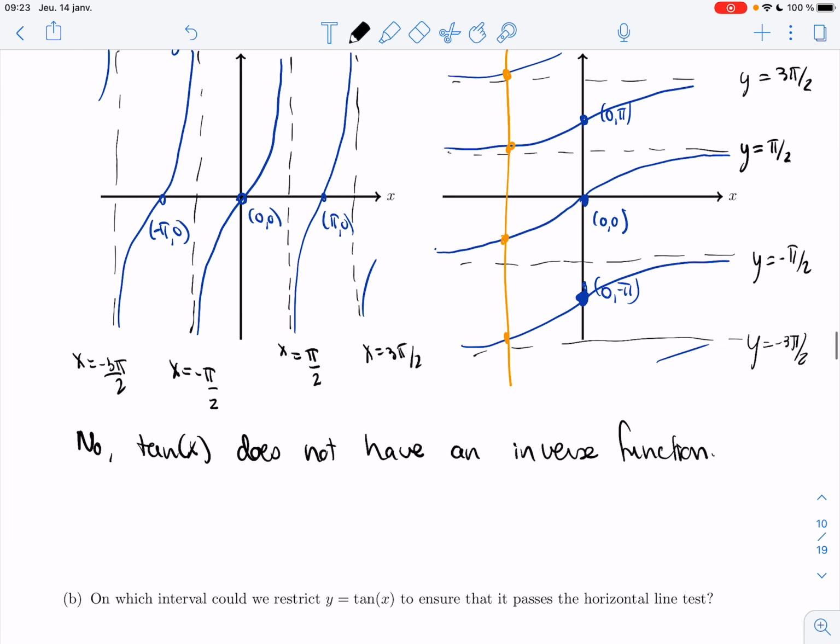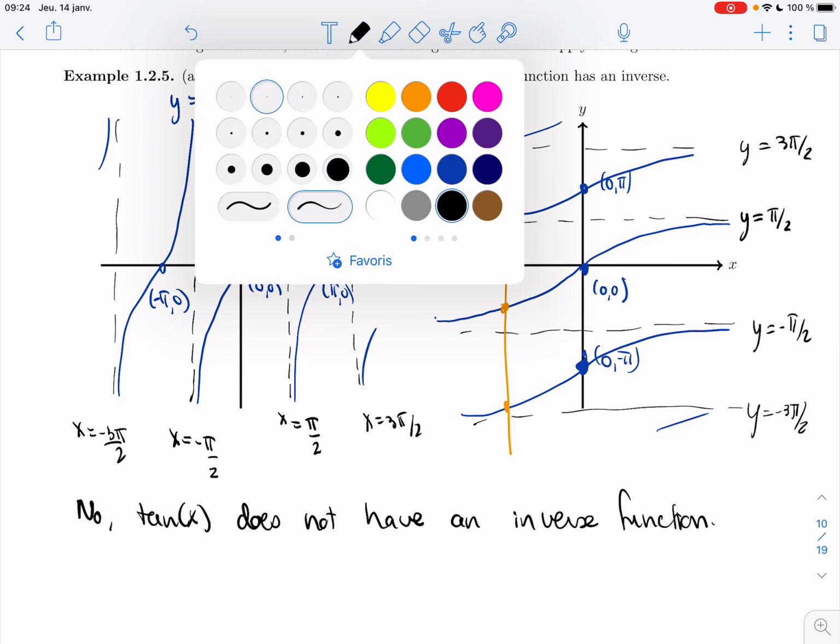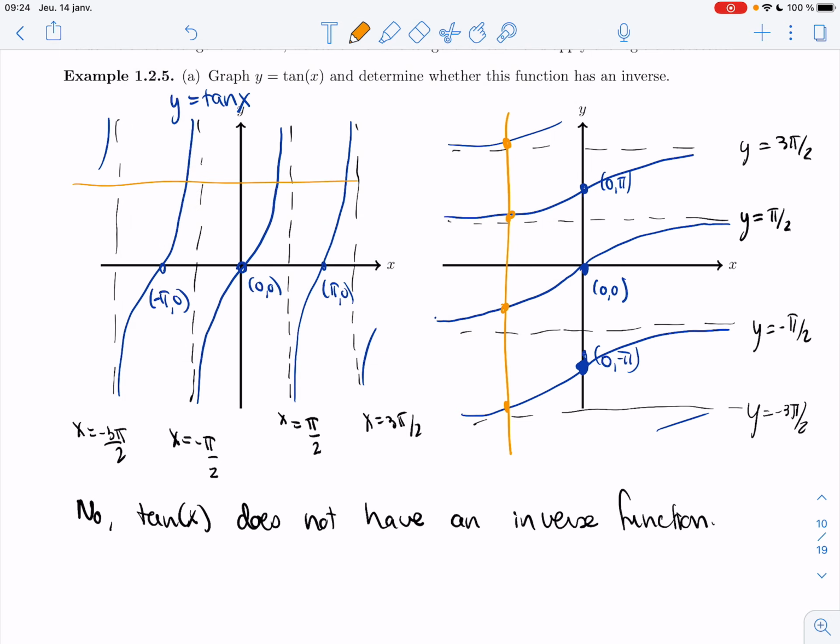All right. Next question: on which interval could we restrict tan to ensure that it passes the horizontal line test? So if you look at a horizontal line on this graph, it hits every little piece of tan once, and so really I just have to pick one of the pieces. We like 0, 0, so we're going to pick this piece.